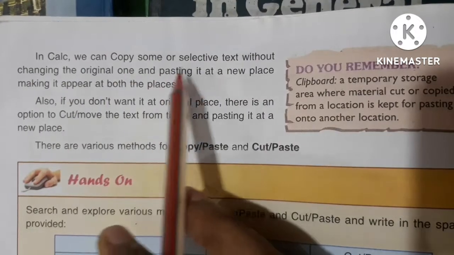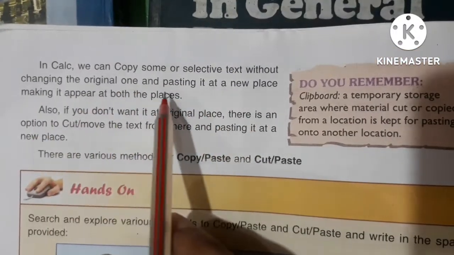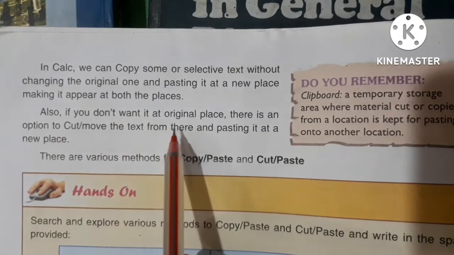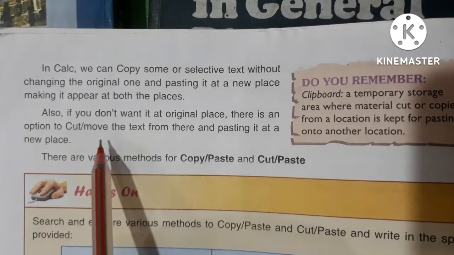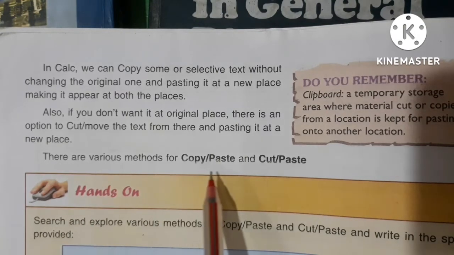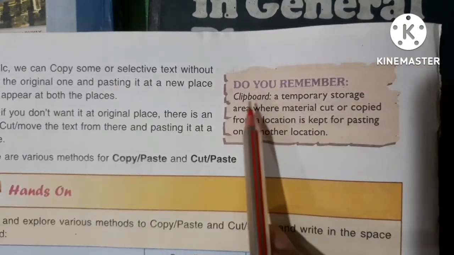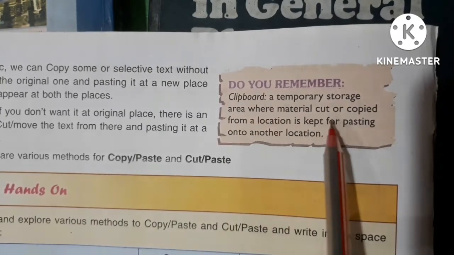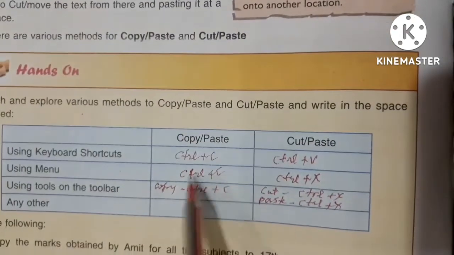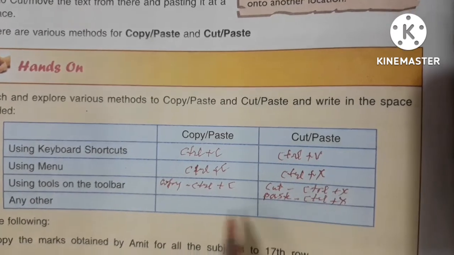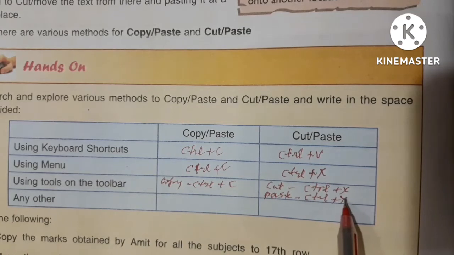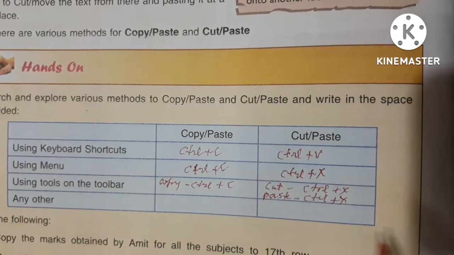In CALC, we can copy some or selective text without changing the original one and paste it at a new place, making it appear at both places. Also, if you don't want it at the original place, there is an option to move the text from there and paste it at a new place. There are various methods of copy paste and cut paste. Clipboard: a temporary storage area where material cut or copied from a location is kept for passing onto another location. Copy is Ctrl+C. Cut is Ctrl+X. Paste is Ctrl+V.